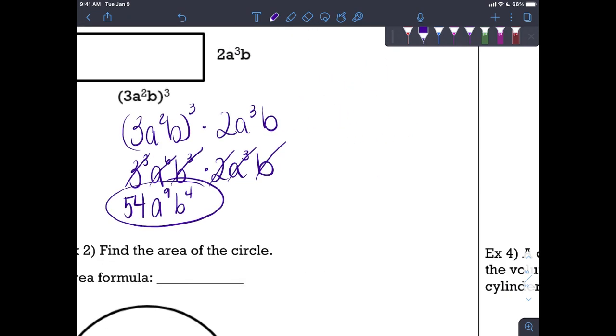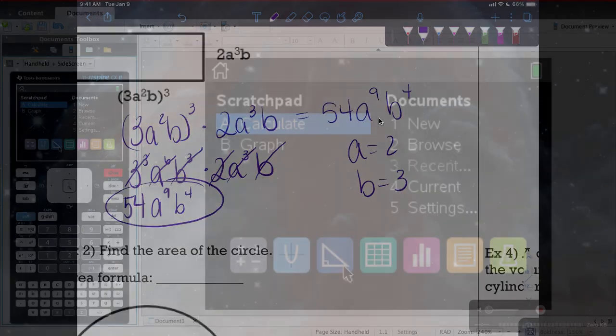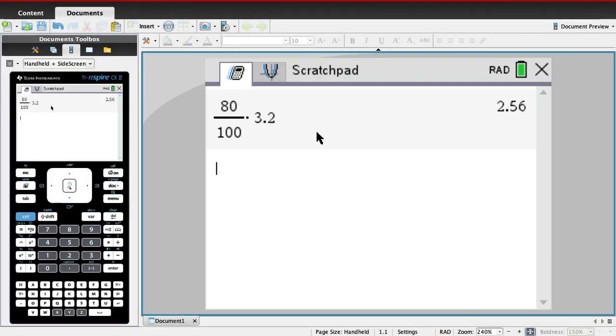Now, if I wanted to check this in my calculator, all I have to do is assign some random values to A and B and check it. So let's go ahead and do that. I'm going to head over here to calculate. I'm going to type in that first one.